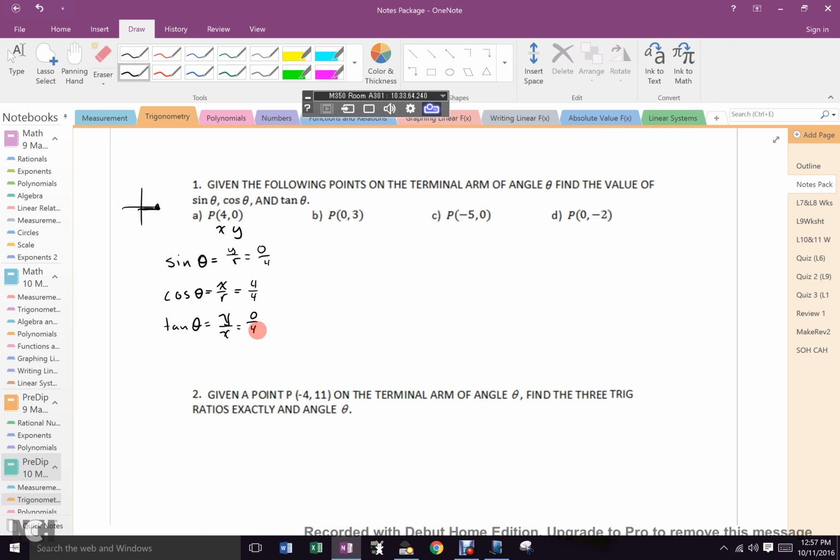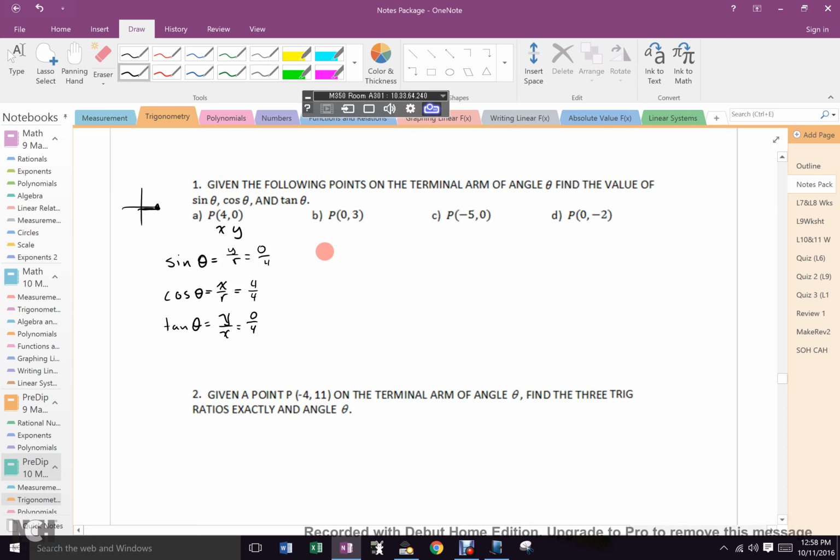Pardon me? R and X are the same number? Not always, in this case. Now what about this one? What's my R? Pardon me? How do you know which one R is, Victoria? You have to visualize, right?